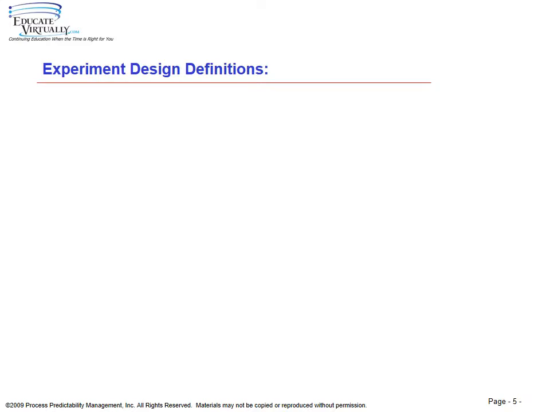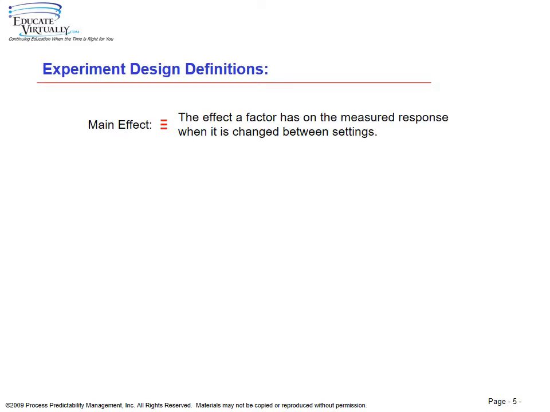The following are some experiment design definitions. The first would be a main effect. So that is the effect on the measured outcome that a single factor has when it changes between level settings. Say when we change the temperature from a low setting to a high setting, what's the impact or influence that it has on the measured outcome?